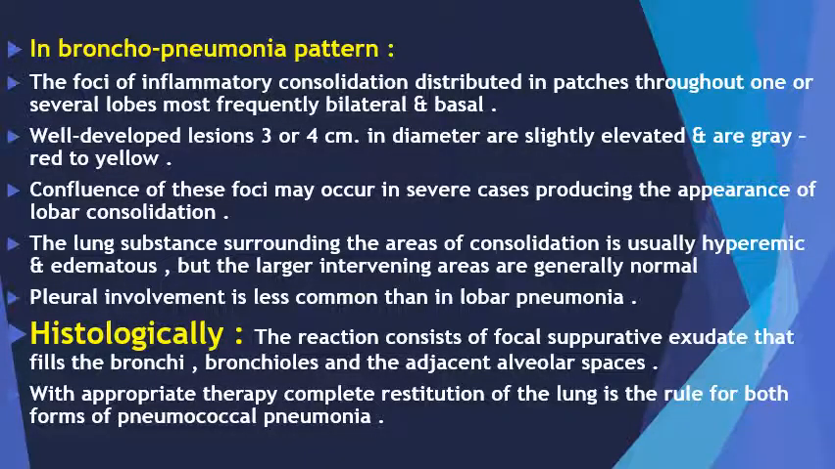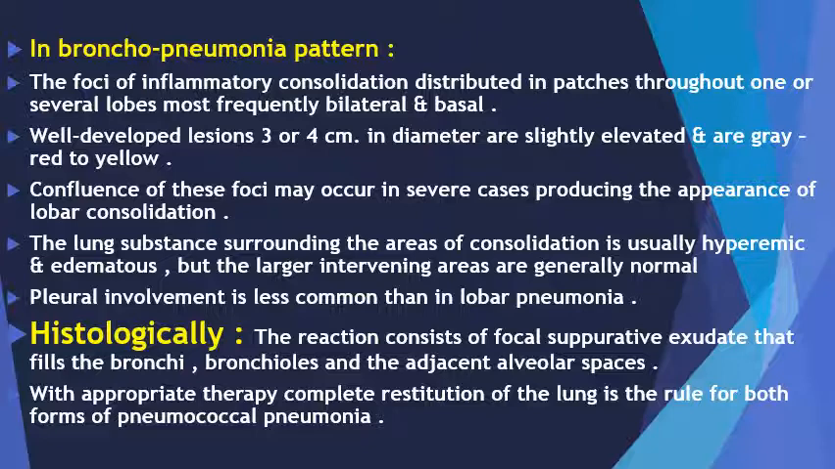In the bronchopneumonia pattern, foci of inflammatory consolidation are distributed in patches throughout one or several lobes. These patches or lesions are about 3 to 4 centimeters in diameter, elevated, gray-red to yellow. Sometimes confluent involvement makes these foci coalesce and cause lobar consolidation. The lung substance surrounding the consolidation is usually hyperemic and edematous, but there are large intervening areas that are generally normal.